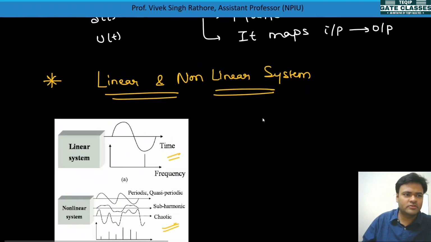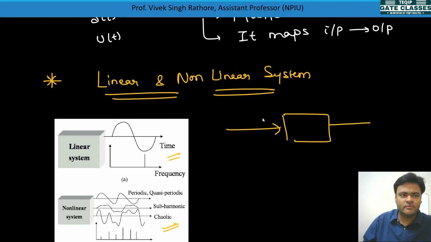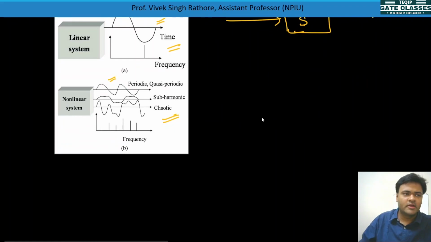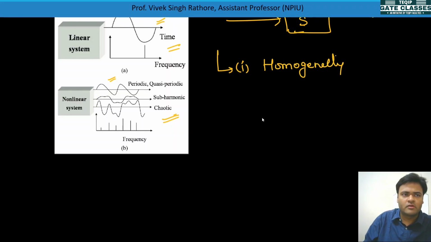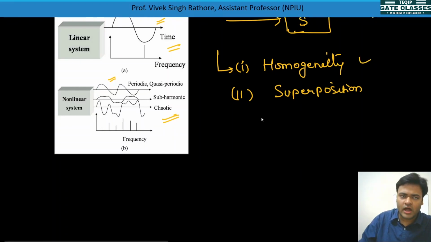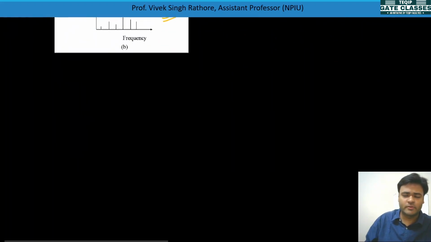Because if you are giving an input to a system and you are thinking whether this system is linear or not, it is producing like this or it is producing like this. To check whether a system is linear or not, you need to check two conditions. One condition is the homogeneity principle, and the second condition is the superposition principle. So these two conditions you need to check. If both are satisfied, then only the system is called a linear system. So how can we check the homogeneity and superposition principle?